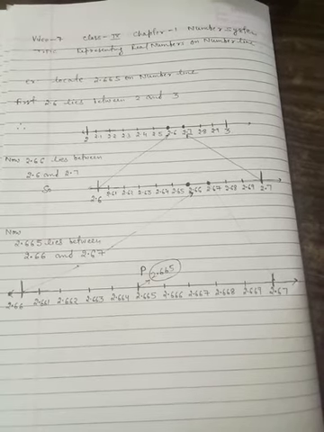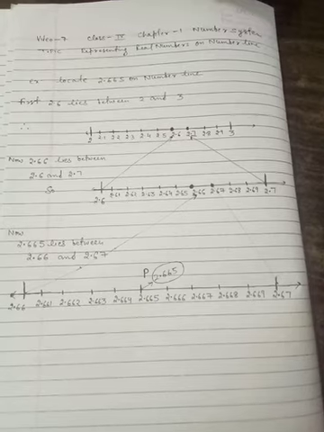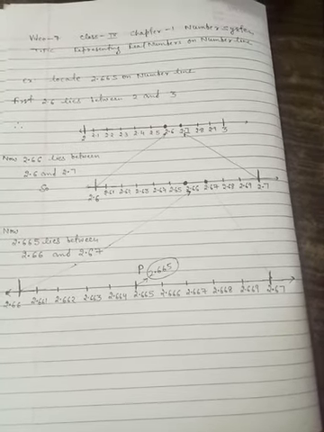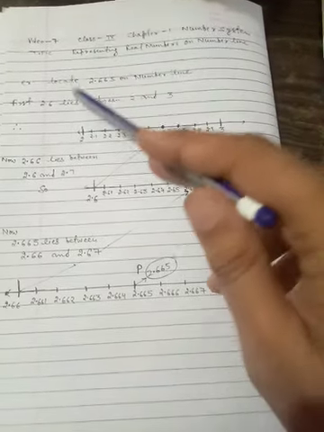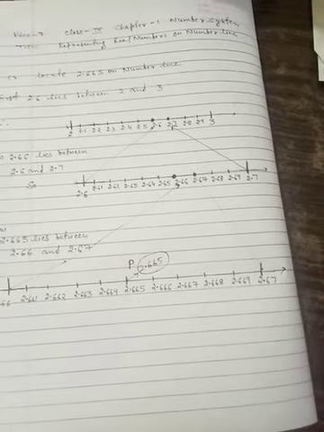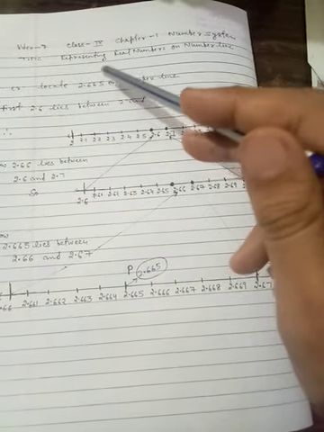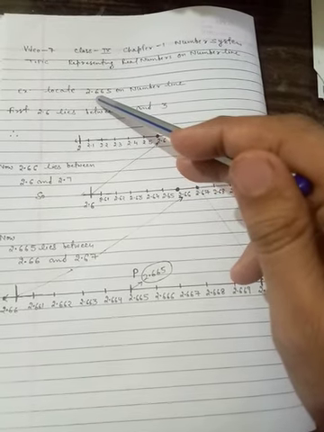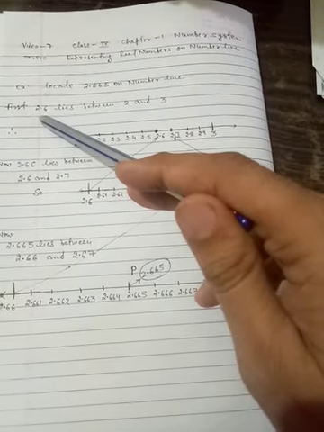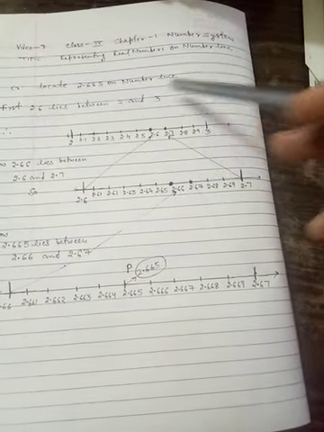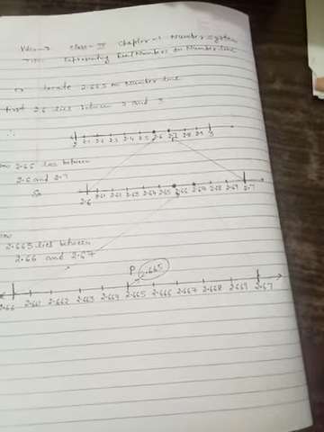Now let us take an example. Locate 2.665 on number line. First of all, we take first place after decimal. This is 6. Now 2.6 lies between 2 and 3. 2.6 is lying between 2 and 3.